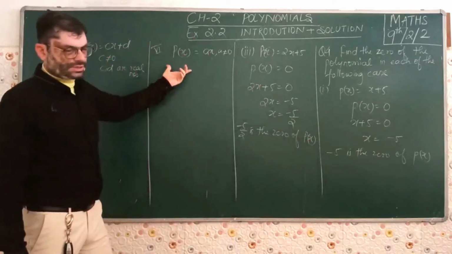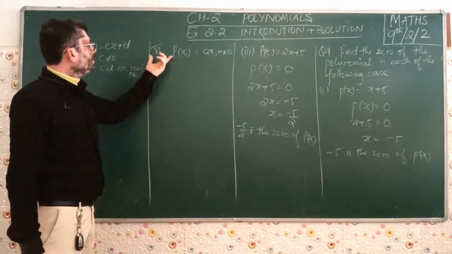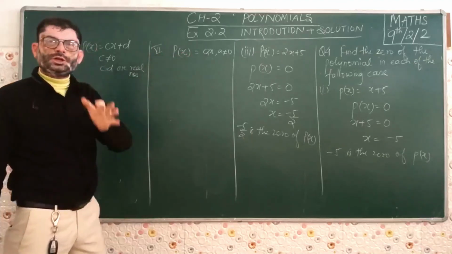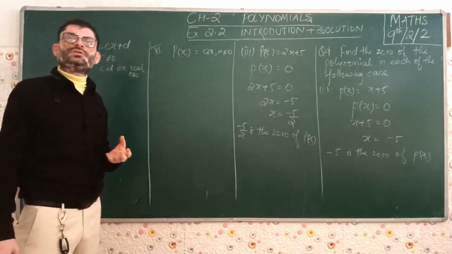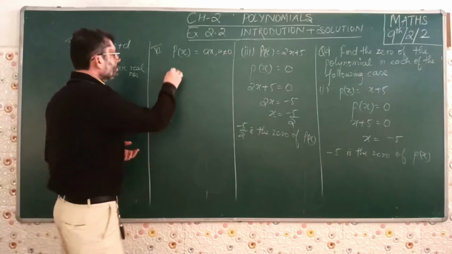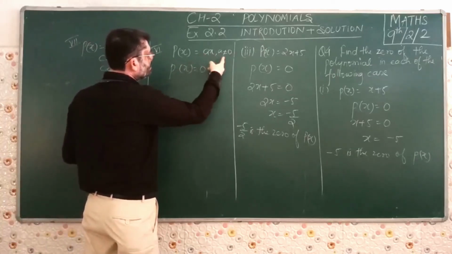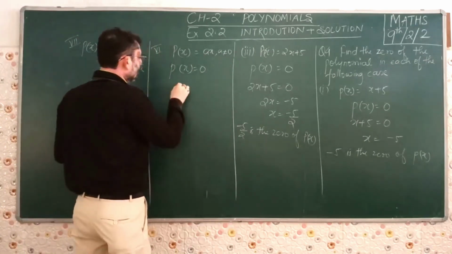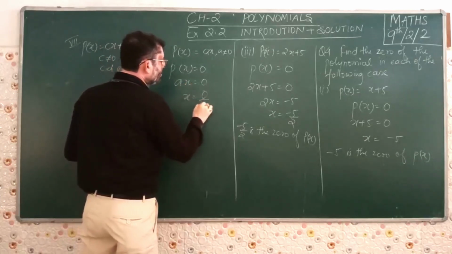Then bit 6. Same way, for all the questions the method is the same. You need to find the 0 of the polynomial p of x is equal to ax. Only the polynomial is changing. The method of solving and the method of obtaining the 0 of the polynomial is the same. So we can say p of x is equal to 0. Here the condition was a is not equal to 0. Why that a is not equal to 0 we will see. That is ax equals to 0. So x is equal to 0 by a.